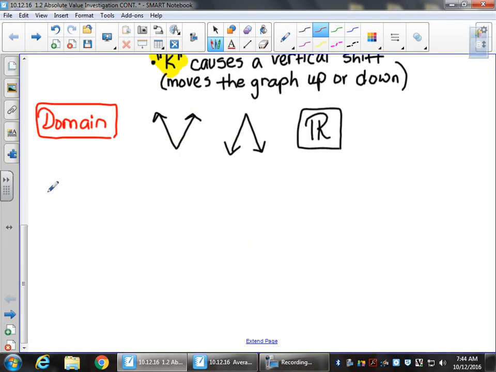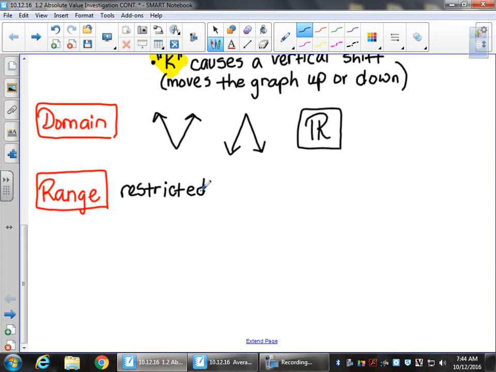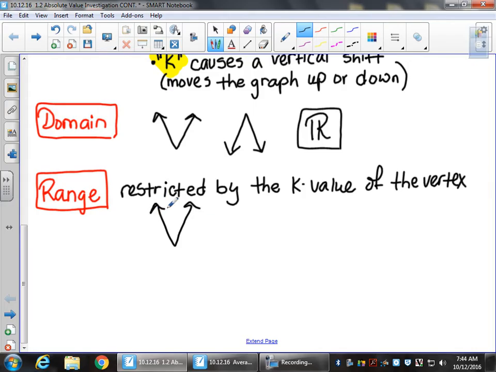Can we say that about the range as well? No. Good. We cannot. So let's talk a little bit about the range. Range is restricted by the k value. So let's draw our two pictures again. Give me an ordered pair for this point. Just give me a vertex point. Two, one? And then I'll use this one. We'll use 6 because we didn't use 6. Well, give me a y value.